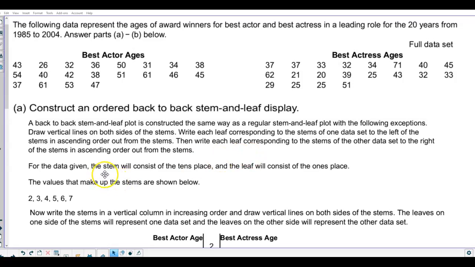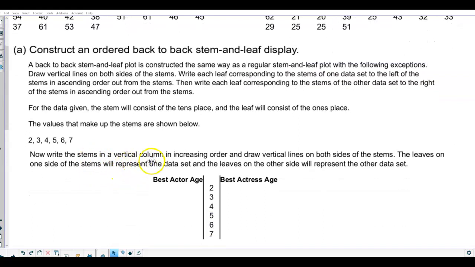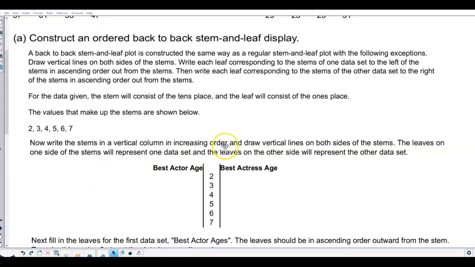Now for the data that's given, the stem will consist of the tens place, and the leaf will consist of the ones place. The values that make up the stems are shown below. So you can see here that the tens place goes from 2 all the way to 7 in both of our data sets. So we're going to write the stems in a vertical column in increasing order and draw vertical lines on both sides of the stems. And the leaves on one side of the stems will represent one data set, and the leaves on the other side will represent the other data set.